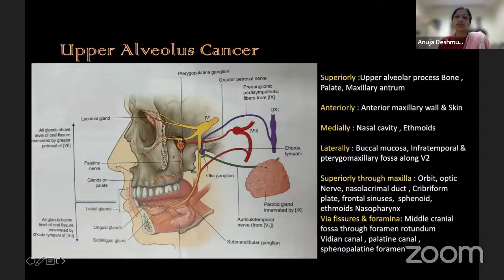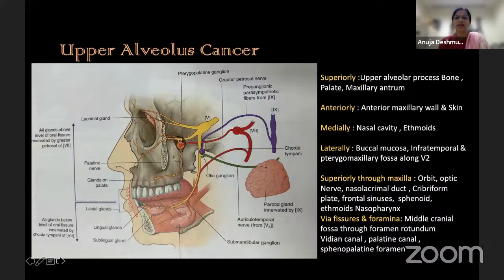So coming to the upper alveolus cancer, the most important thing is the progression of this cancer. If you look at this diagram, superiorly it goes into the upper alveolar bone, the palate and the maxillary antrum. And you can make out this patient will have loosening of the teeth if you have a superior extent of this disease. If this disease comes anteriorly, it may involve the anterior maxillary wall and the skin area. It may go medially as it reaches the superior part into the nasal cavity or the ethmoids. And laterally, it may go into the buccal mucosa, infratemporal, and the pterygomaxillary fossa along with the V2.